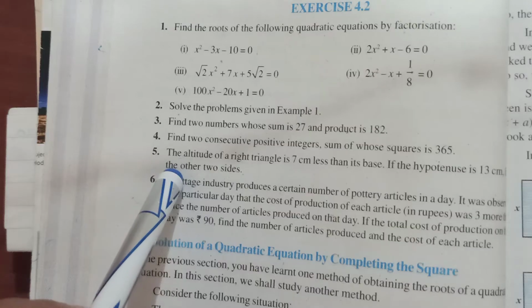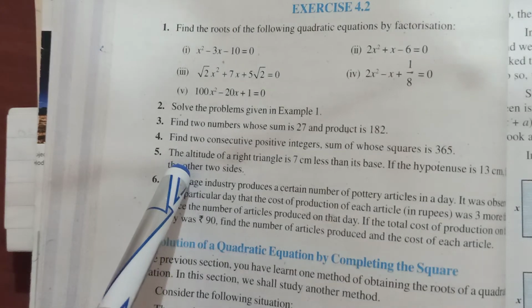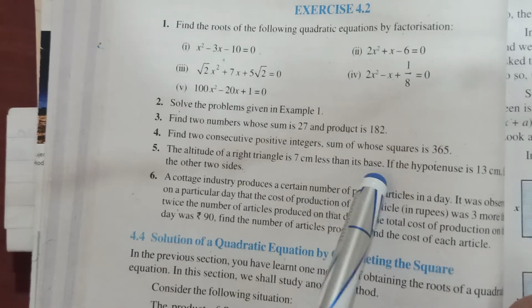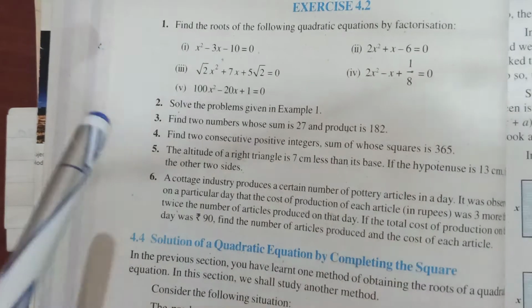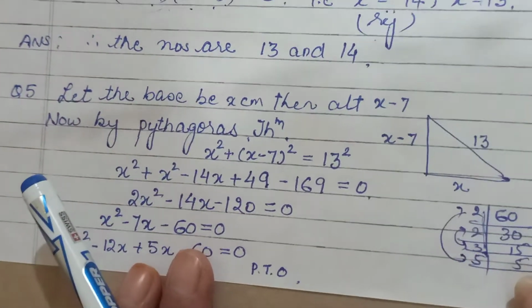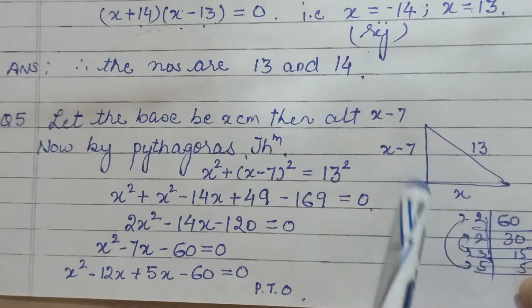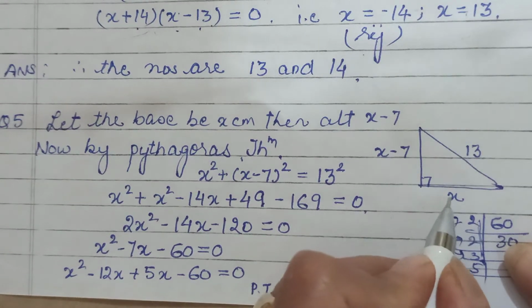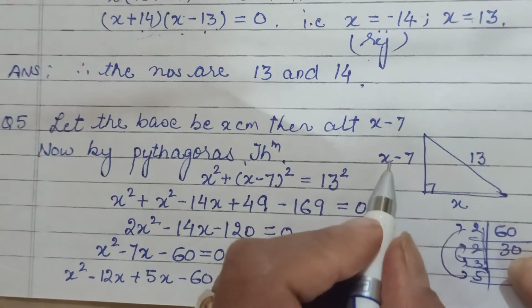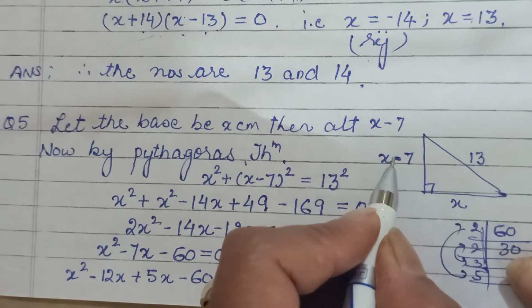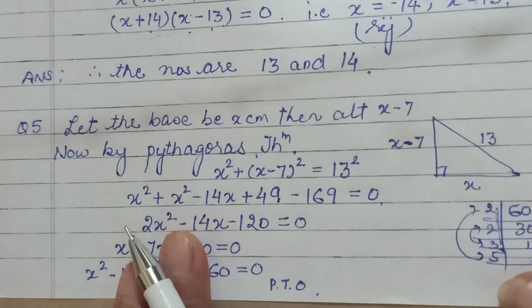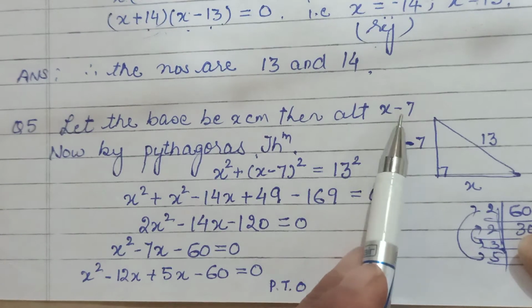These are your two. Fifth one says the altitude of a right triangle is 7 less than its base. If hypotenuse is 13, you have to find the other two sides. Okay. So I've just shown that with the right angle triangle. So base was, suppose we take the base as x, altitude was 7 less, means minus 7. So we'll start by assuming let the base be x centimeters, then the altitude will become x minus 7.